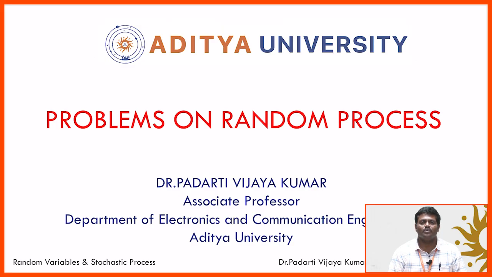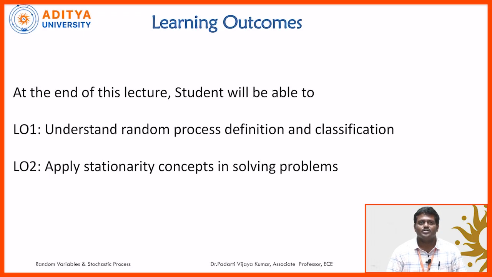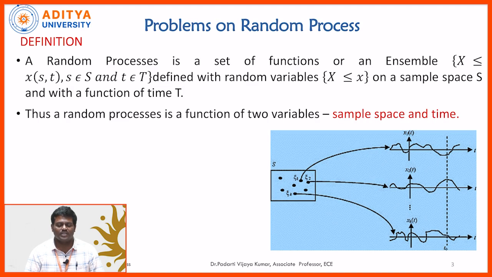In today's session, we are going to solve problems on random process stationarity. At the end of this session, students will be able to achieve two learning outcomes. One learning outcome is understanding the basic definition of random process and classification, and in learning outcome 2 we will apply the stationarity concepts in solving real-time problems. We have already seen all these topics in the previous sessions. Yet again we will recall all those things.